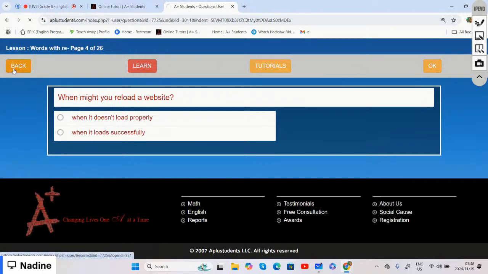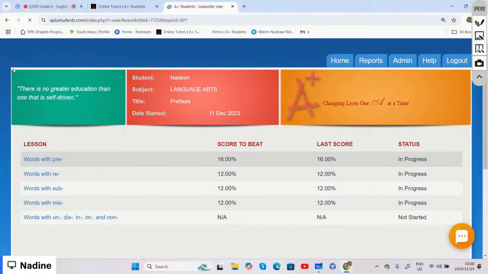All right, so this is now the end of our lesson on prefixes. We said that knowing the meaning of a prefix will help to determine the meaning of a word, and prefixes are added before or at the beginning of a base word. We focused on the prefix pre and the prefix re. Pre means before, re means again.